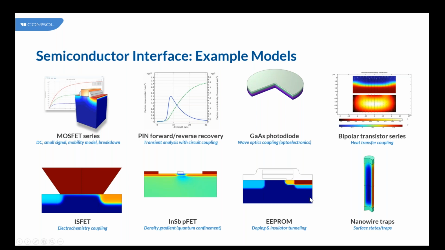This EEPROM example is a good example of how to use tunneling. So this is the FN tunneling. We have a floating gate and tunneling to the semiconductor through the dielectric material. So you can simulate the dielectric material and the semiconductor together in the semiconductor physics interface. And by including some trap, surface trap, you can simulate these nanowires.